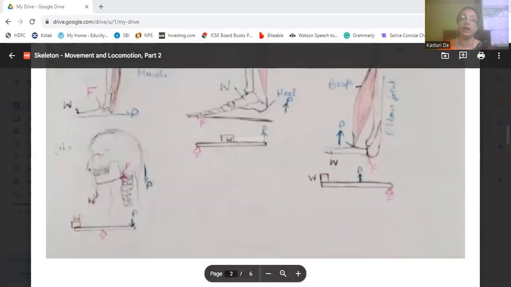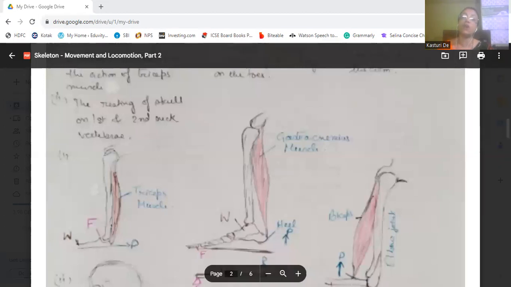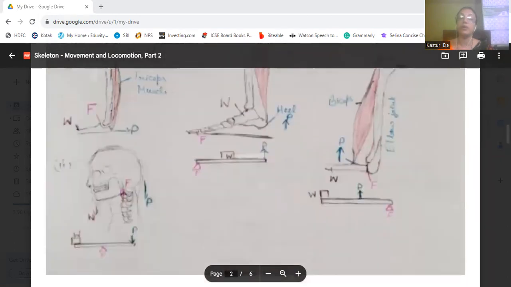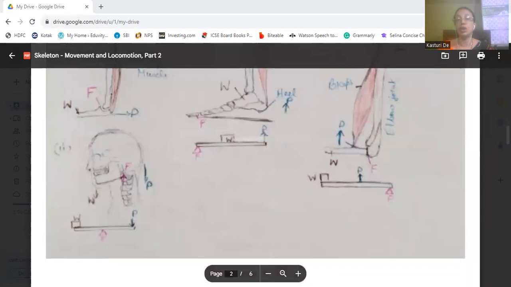Another first order lever example is the resting of the skull on the first and the second neck vertebra, that is atlas and axis vertebra. When the skull is resting on it, the fulcrum is on the vertebra. The power is on the back of the skull and the weight is on our chin.